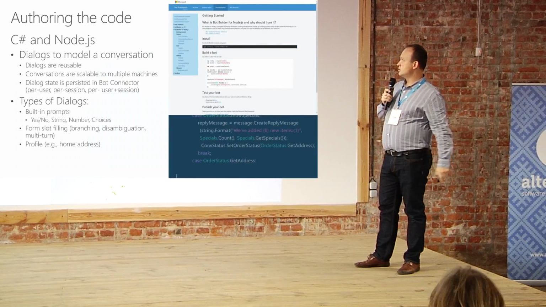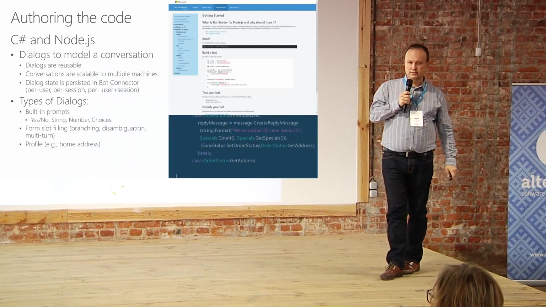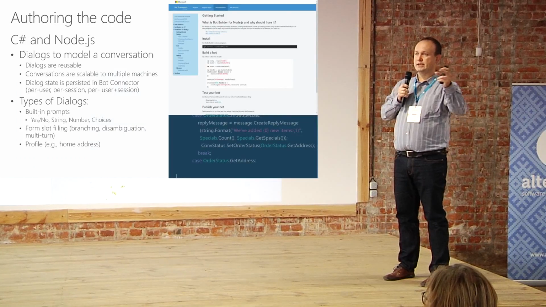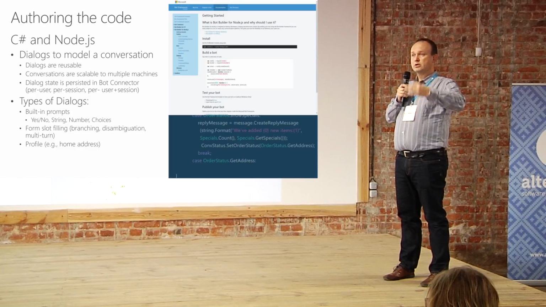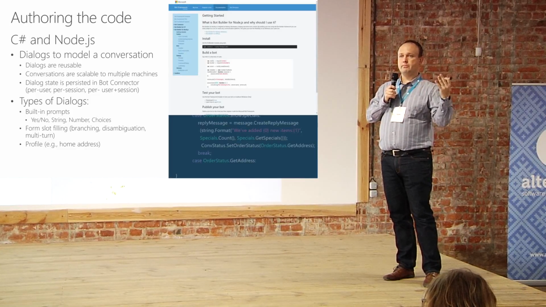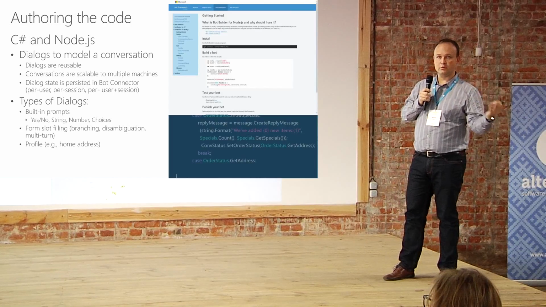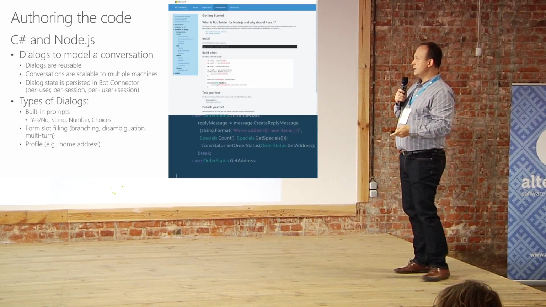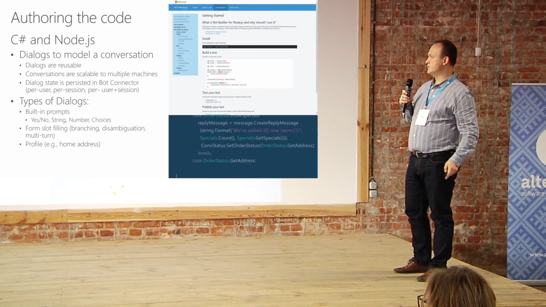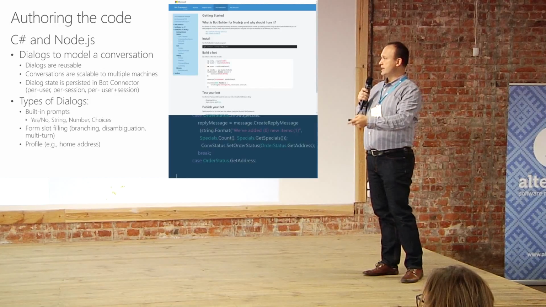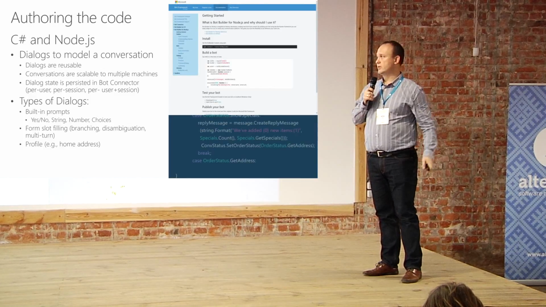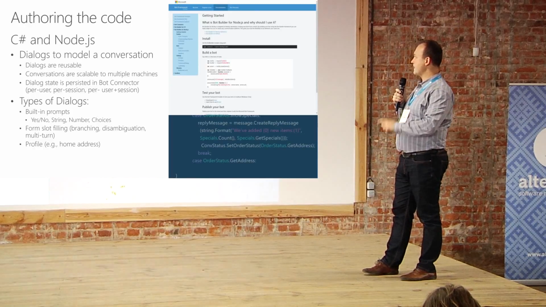So how do you write the code? As I said, either C# or Node.js examples are provided out of the box. We cover all those scenarios that I've mentioned. We focus on conversations, on dialogues, which is basically a set of messages exchanged between the user and your bot. We support multiple types of dialogues. Some of them are pre-built. For example, there is a dialogue that deals with asking for numbers or a limited number of choices, and so on.